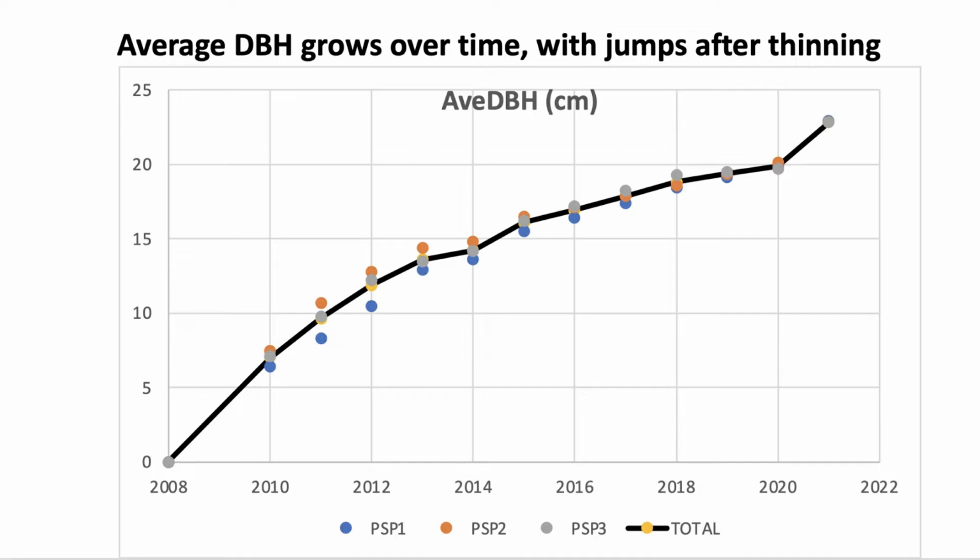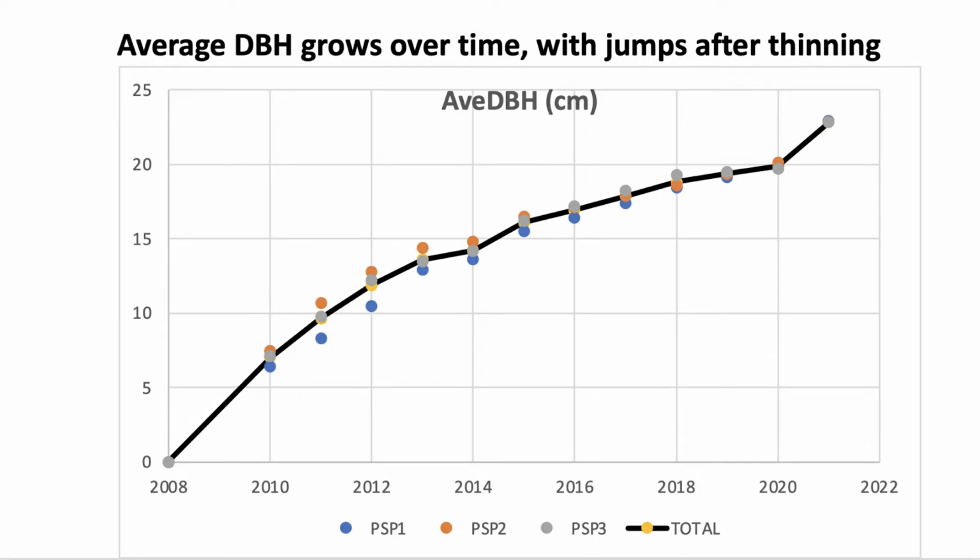So that's sort of what we're looking at here. Maybe. We really don't know whether it's increased the growth of the remaining trees until you get a bit more data after the thinning to see whether this temporary spike continues on as the remaining trees actually do grow quicker.